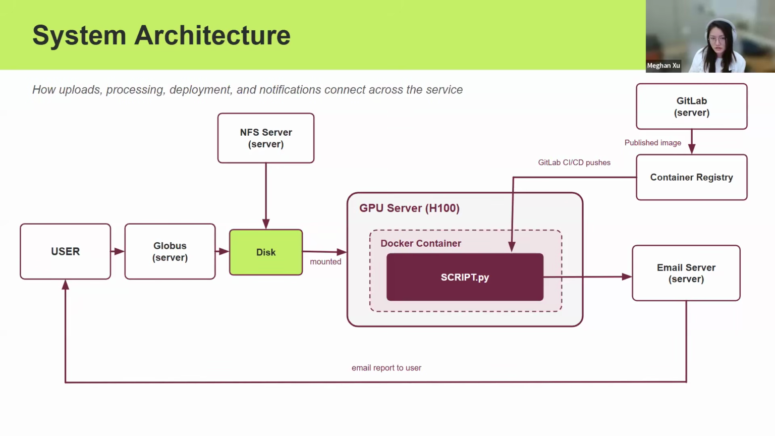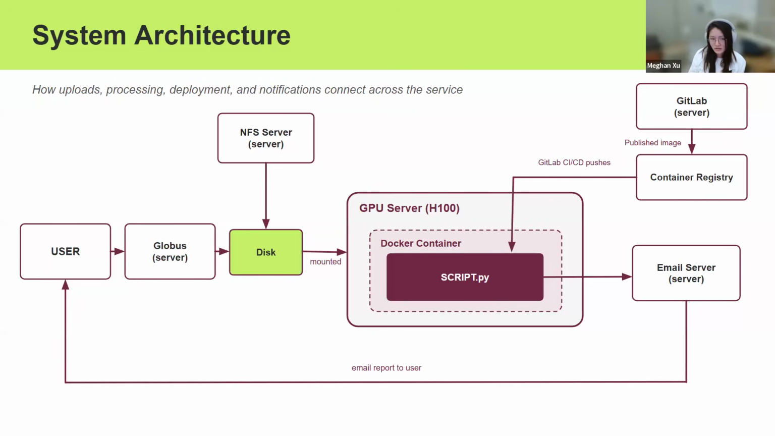Inside the GPU server, the Docker container runs the Python script, which is our main processing application. It watches the Globus directory continuously, and when a new file arrives, the transcription starts automatically. Once it's done, the outputs are also written back to the same shared disk, and the email server sends a report to the user, letting them know the transcription is ready.